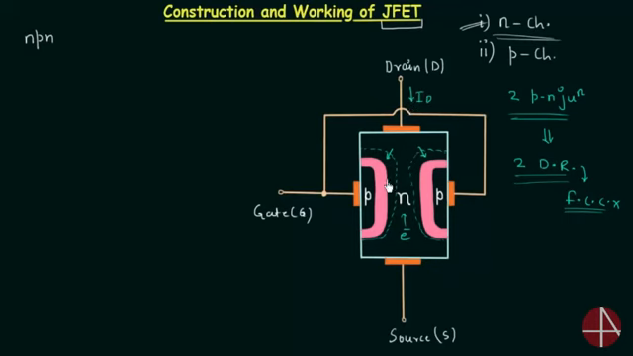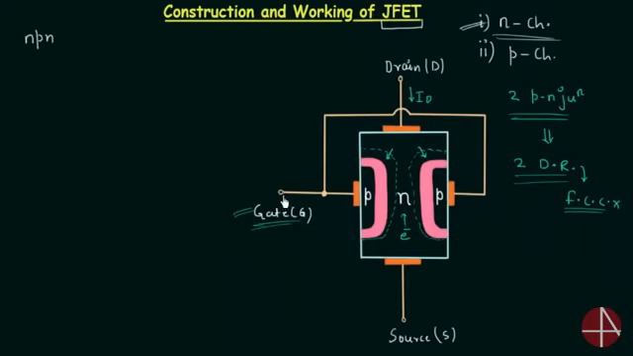But if you increase the width of the depletion region, the flow of electrons will be obstructed, and we can control the width of the depletion region using the gate terminal. So we can control the flow of electrons by using the gate terminal.